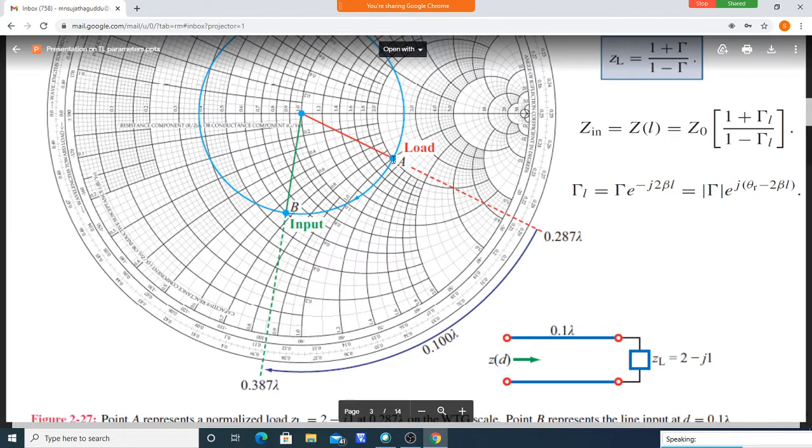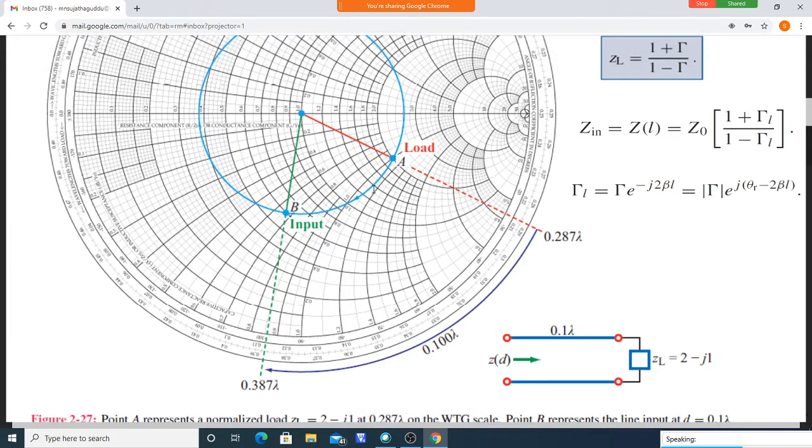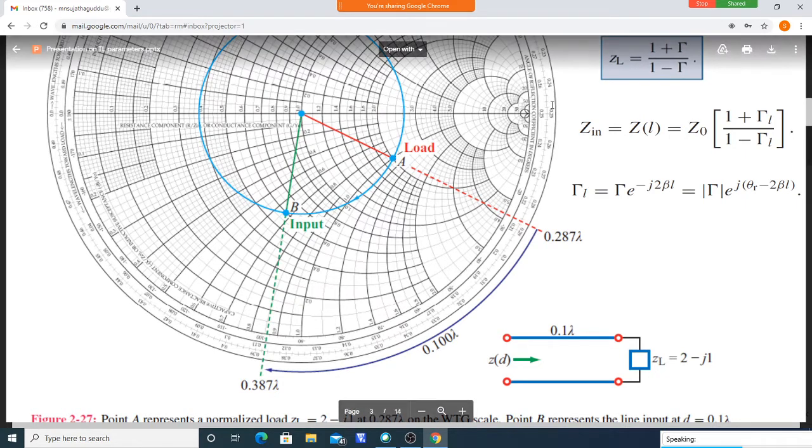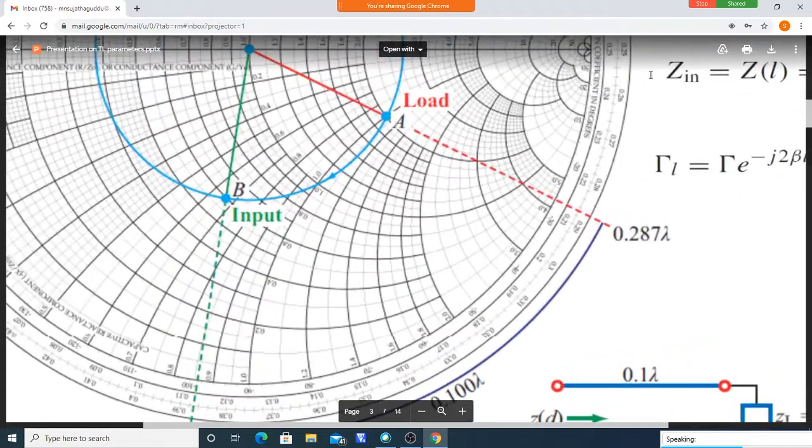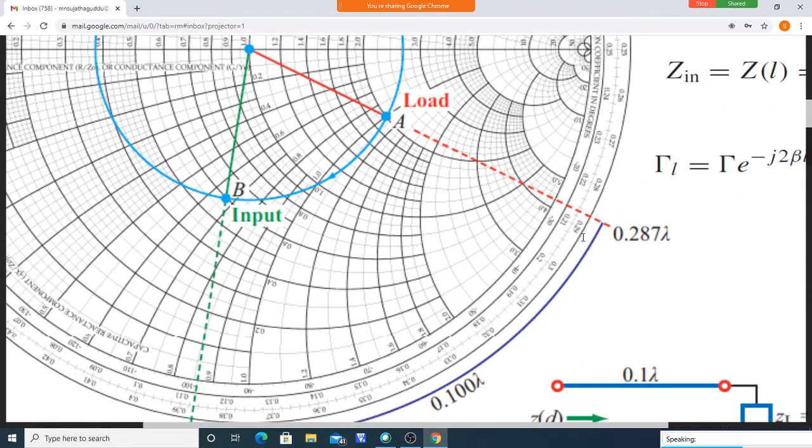Here the wavelength scale is not visible, so what we have to do is extend this line, and it cuts the wavelength scale somewhere here. You see here, this is 0.25. Here is 0.25, and here is some value, 0.29. From here you move like this. How much should you move? 0.1 lambda. You have to move 0.1 lambda.